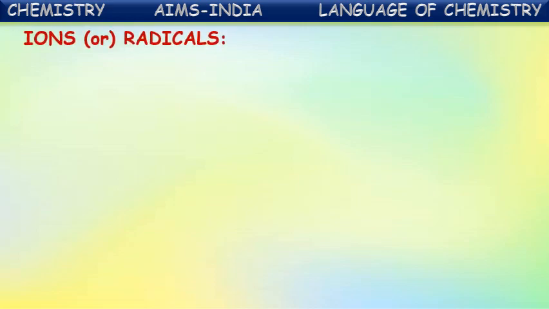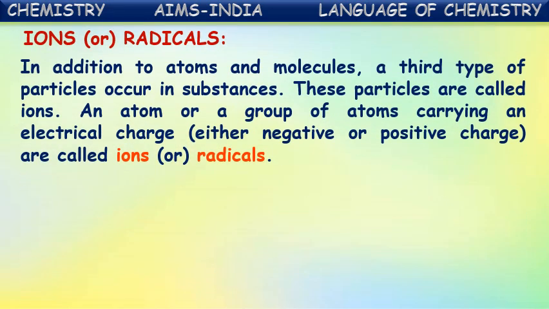See, ions or radicals. What is meant by ion or radical? Let us see. In addition to atoms and molecules, a third type of particle occurs in these substances. What is the third type of particle? These particles are called ions. An atom or a group of atoms carrying an electrical charge, either negative charge or positive charge, are called ions or radicals.